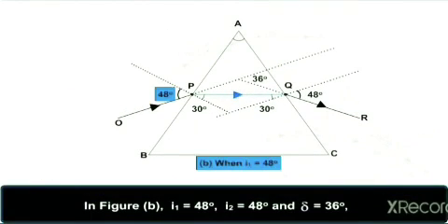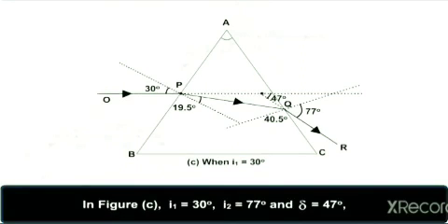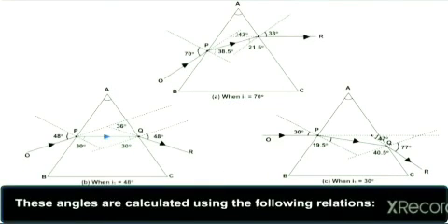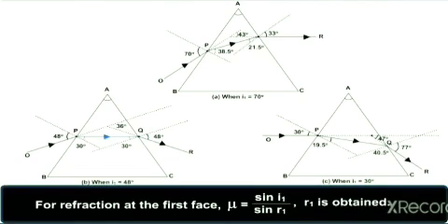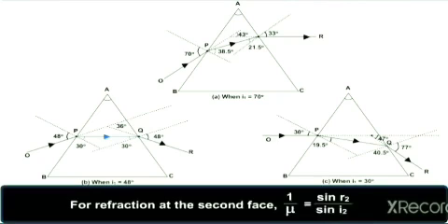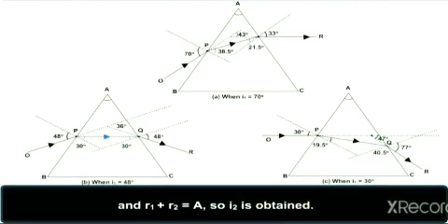In figure B, I1 is equal to 48 degrees, I2 is equal to 48 degrees, and delta is equal to 36 degrees. While in figure C, I1 is equal to 30 degrees, I2 is equal to 77 degrees, and delta is equal to 47 degrees. These angles are calculated using the following relations. For refraction at the first face, mu is equal to sine I1 upon sine R1. R1 is obtained. For refraction at the second face, 1 upon mu is equal to sine R2 upon sine I2. And R1 plus R2 is equal to A, so I2 is obtained. Thus delta is equal to I1 plus I2 minus A is obtained.